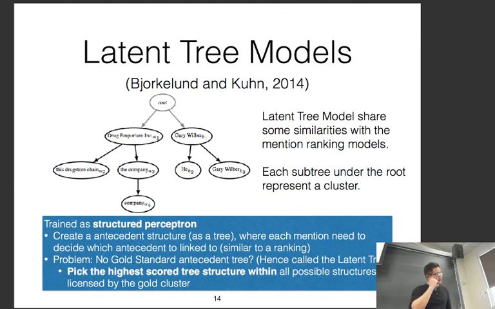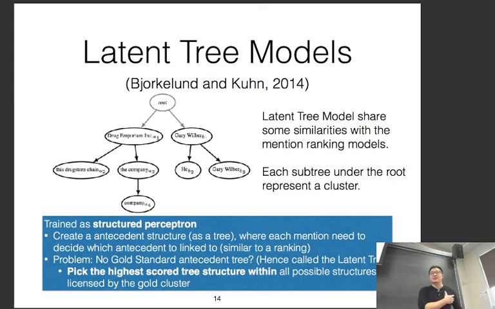There's one other model which is a little bit difficult to put into mention ranking or entity mention models. It's called the latent tree model. My feeling is that it's very similar to mention ranking, and the process is that it creates a tree while reading a document. It first creates a root. For each new mention, either it connects to the root or it connects to another mention. After that, you will have a tree. When you read off all the subtrees under the root, you will have the clusters.